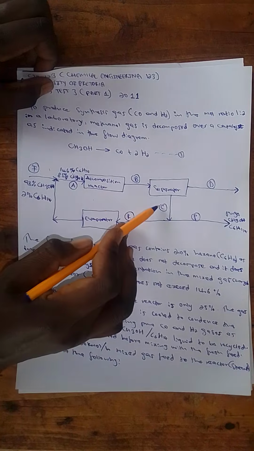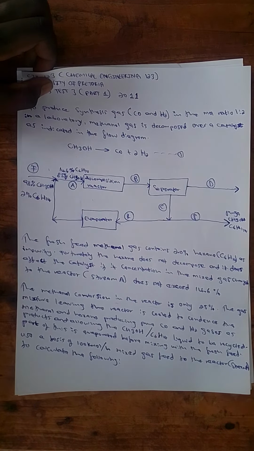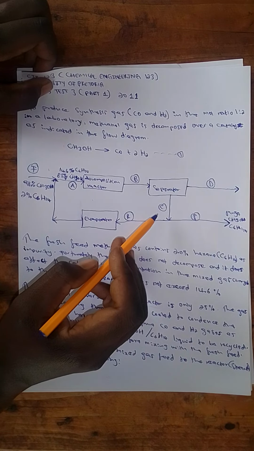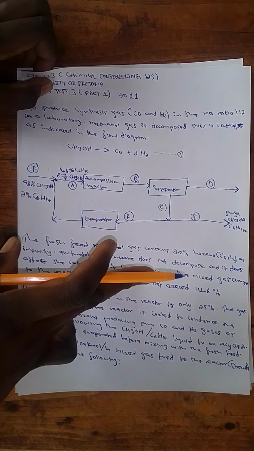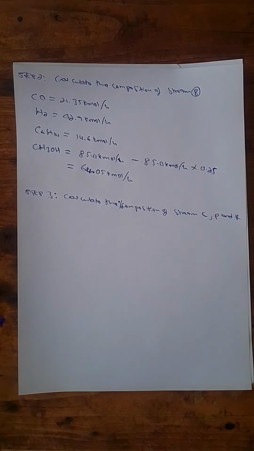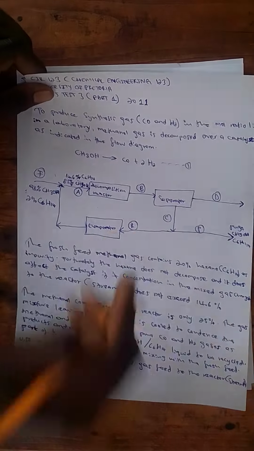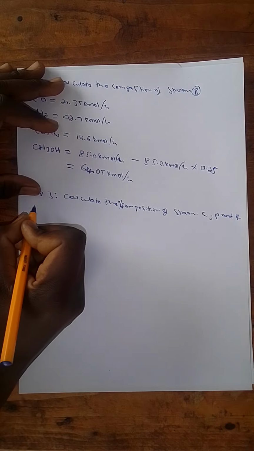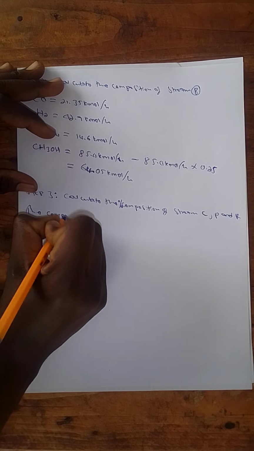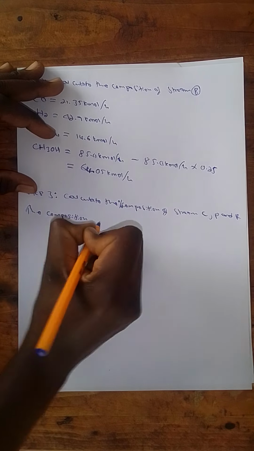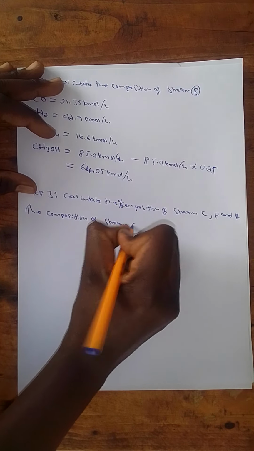So this is actually our C, P, and R, right? So what we need now is to actually calculate our C and our P and our R, the actual composition of what's in there. So now, for us to do that, we're going to start with the composition of stream C. Let me just write here the composition of stream C, right?